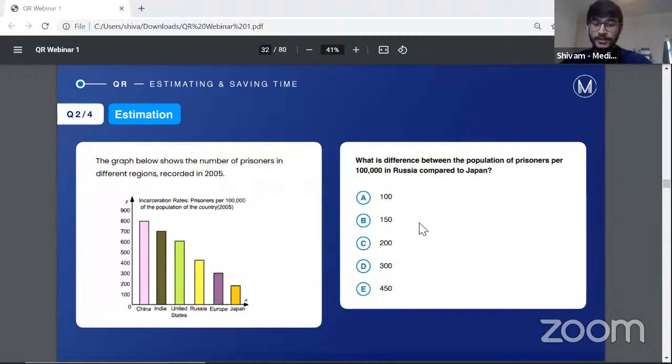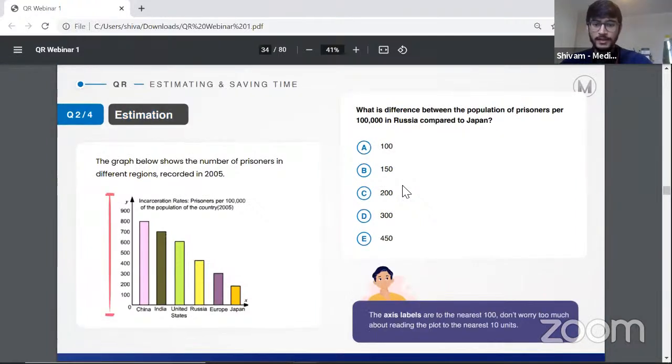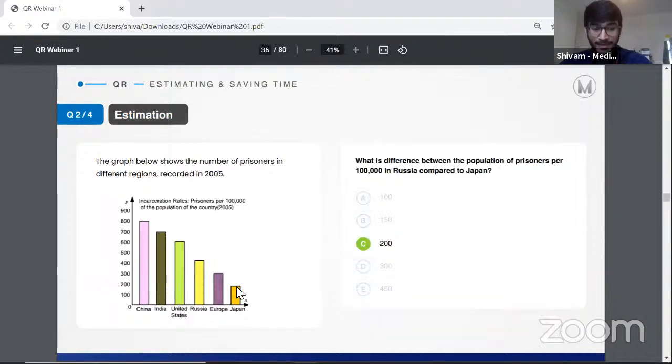So to answer this question, again, I'll just quickly read it. What is the difference between Russia compared to Japan? So again, with Russia, it's roughly around 400. With Japan, I'd say roughly around 200. Okay, it's not exactly 200, but it's roughly around there. So again, we need to estimate here. There's no point being exact and working out, is it 180, is it 175? It's just simple, 400 take away 200.